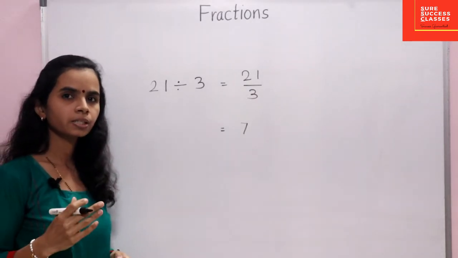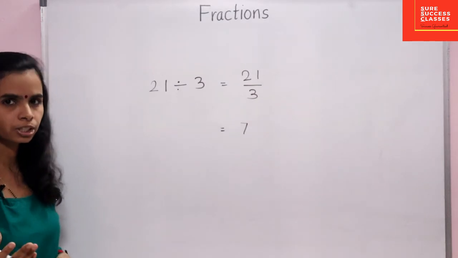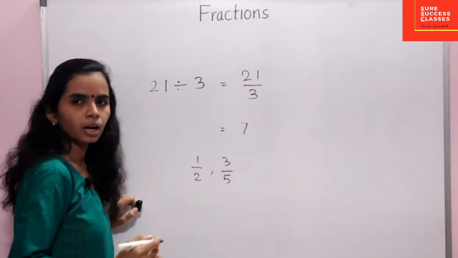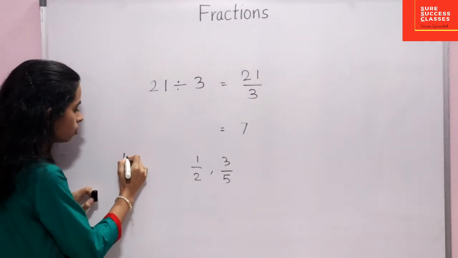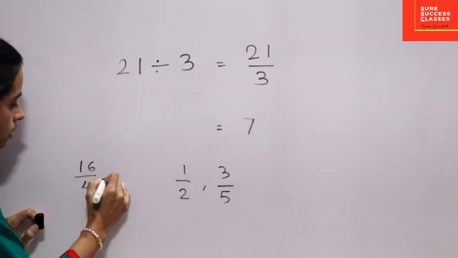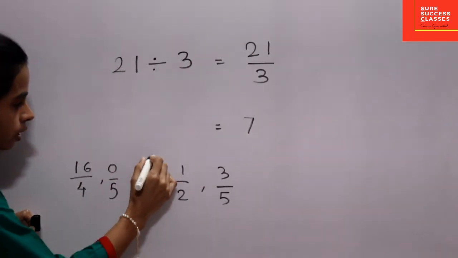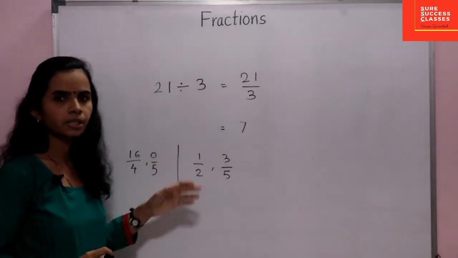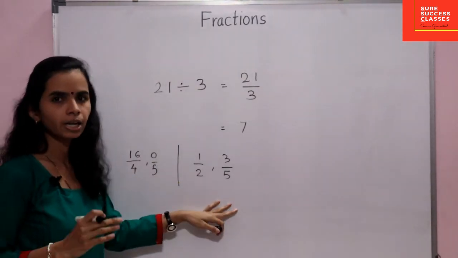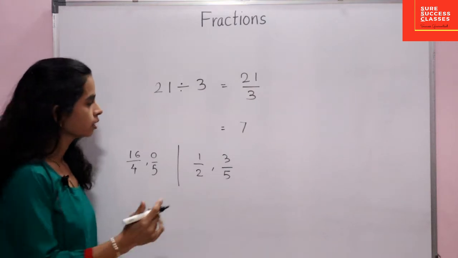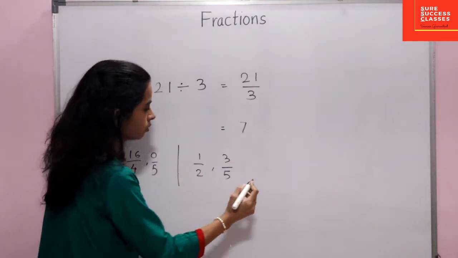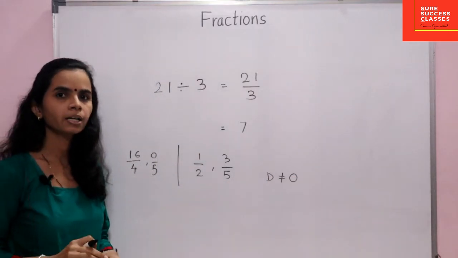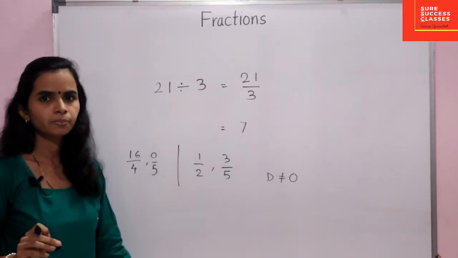So fractions represent whole numbers and also fractional numbers. Fractional numbers are 1/2, 3/5, and representations of whole numbers are 16/4, 0/5. These are the whole numbers and these are the fractional numbers. And you should keep in mind, here denominator is not equal to 0, because we can't divide any number by 0. It is meaningless.